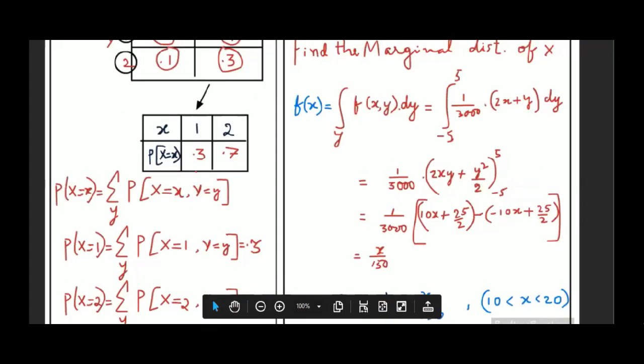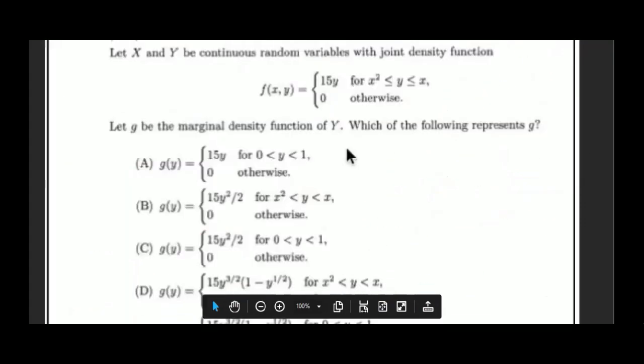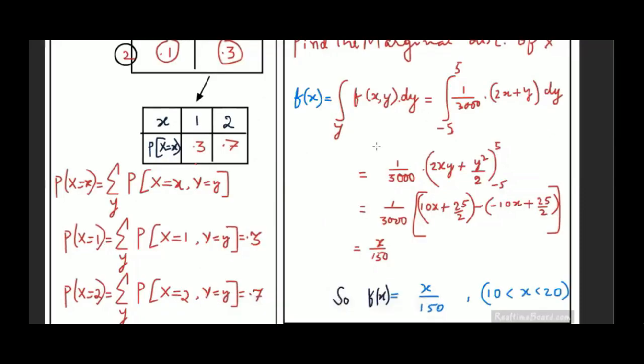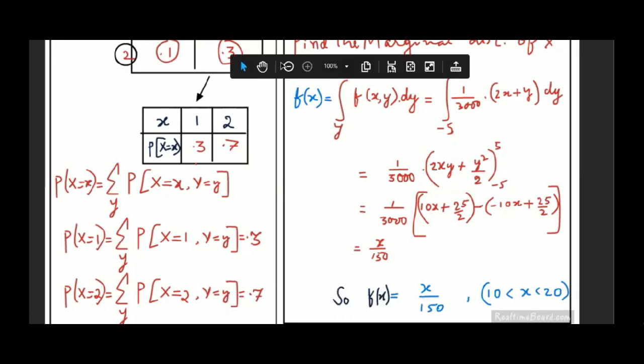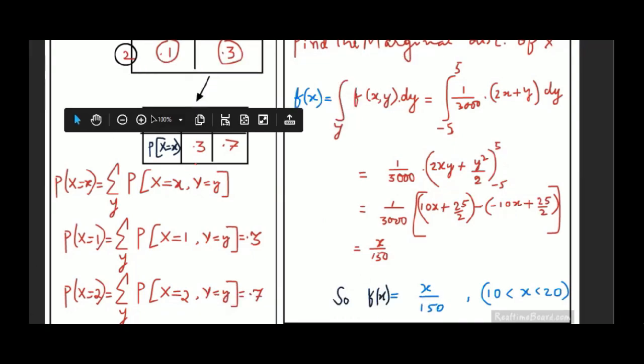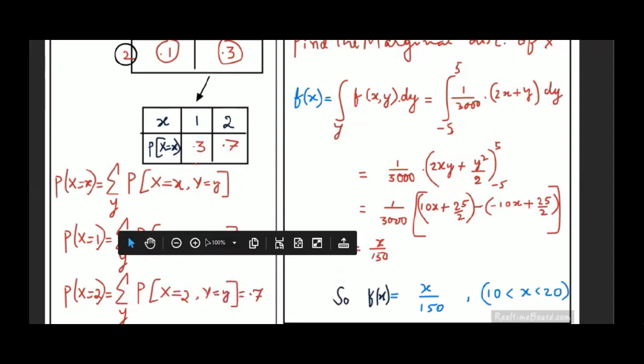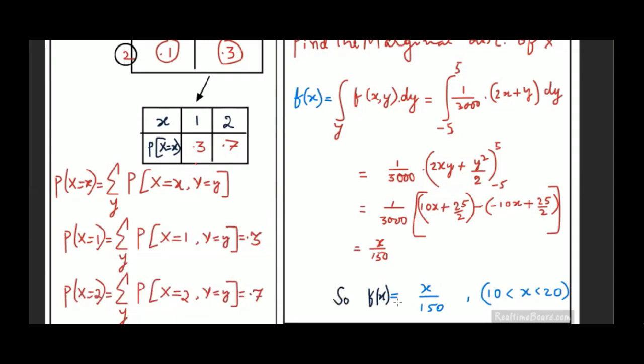Now, if the joint distribution is given, can you find the expected value of x? Now we have fx, so you can find the expected value of x, right? Are you able to see f of x properly? Now, fx is x upon 150, x between 10 and 20. From here, you can find the expected value of x. That will be the integration of x f of x dx between 10 and 20.